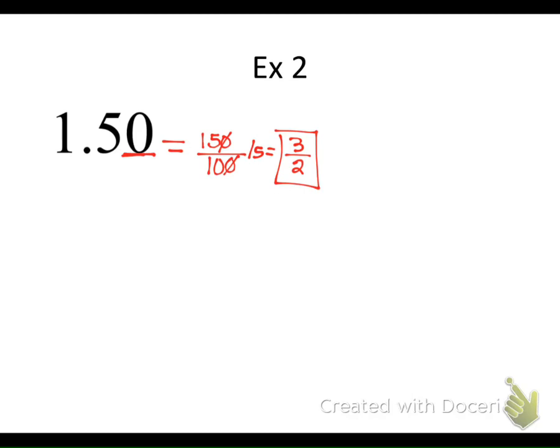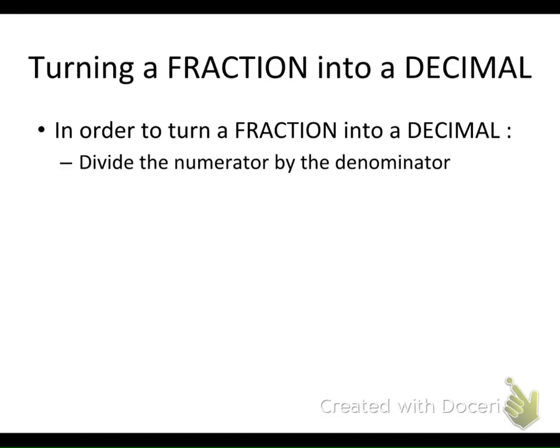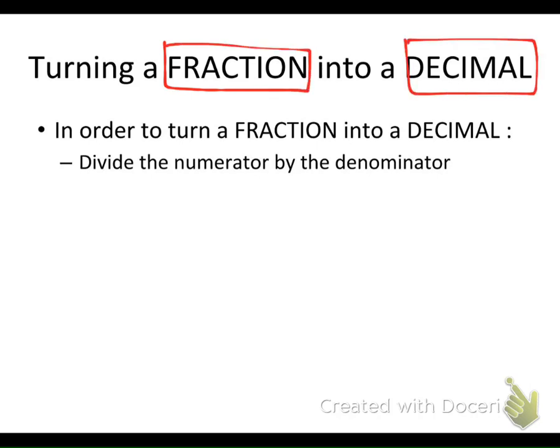Okay, so now we're going to go back to your rule sheet, your step sheet. Here, you're going to learn to convert a fraction to a decimal. So you're doing a fraction into a decimal. There's only one thing you need to worry about. In order to turn a fraction into a decimal, you divide the numerator by the denominator.